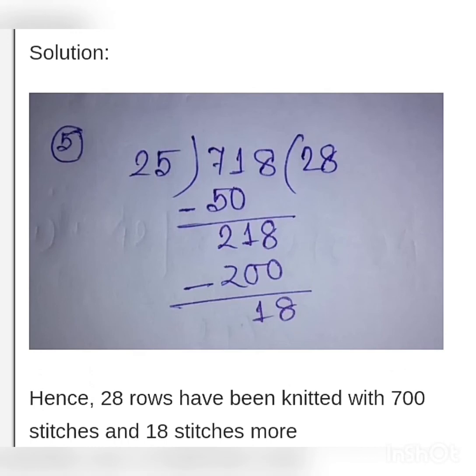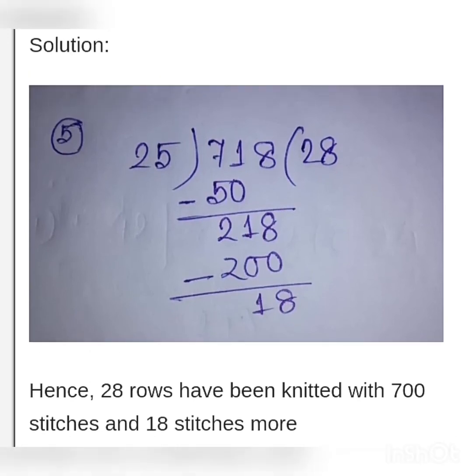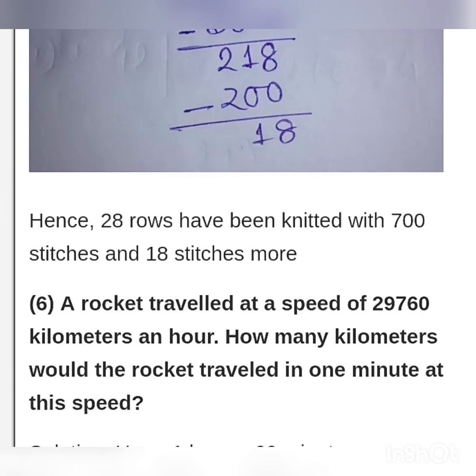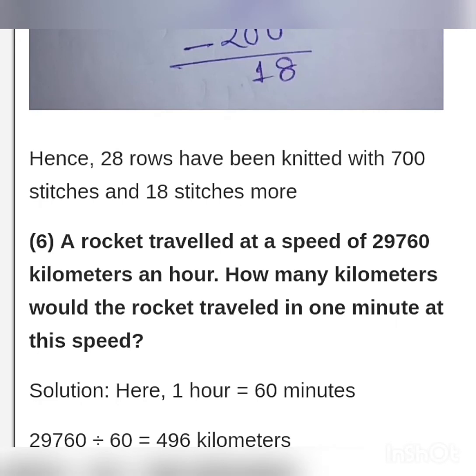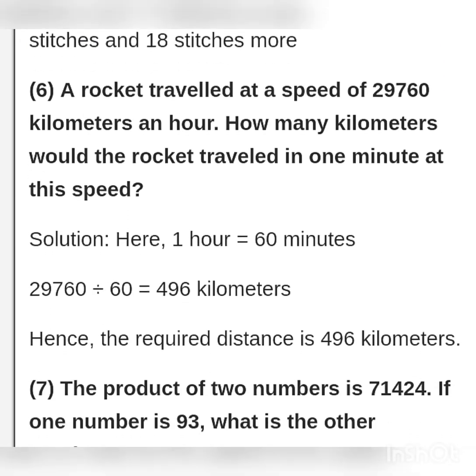We have to just divide. 18 by 25. So 28 is the quotient and 18 is the remainder. Hence 28 rows have been knitted. 28 rows will be knitted with 700 stitches, and the 18 stitches that are left will be your remainder. Okay, let's see the next question.